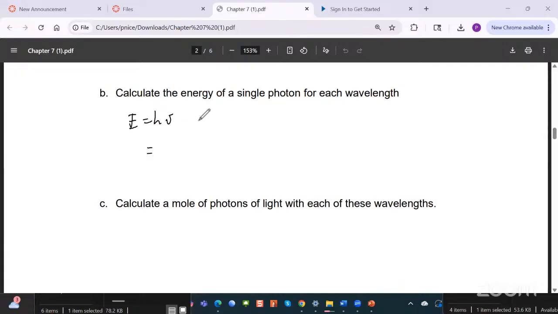Okay, that's one way of doing it. I never thought of doing it that way, Mr. Hernandez, but that's correct actually, because this is the same thing as HC over lambda. So let's do it your way. So H is what? Okay, so what's the value of H?